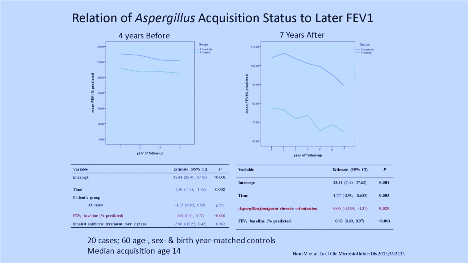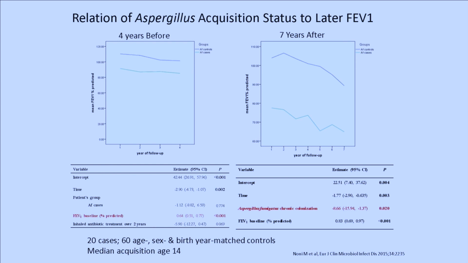Now, in addressing the chicken and egg problem, are these people getting fungi because they're sicker to begin with, or is the fungi actually causing or contributing to the progression of disease? You have to do, again, these longitudinal studies. This is one that was done in Athens, where they had a group of patients and they tracked them along and studied them until they acquired Aspergillus, and then they kept studying them afterwards.